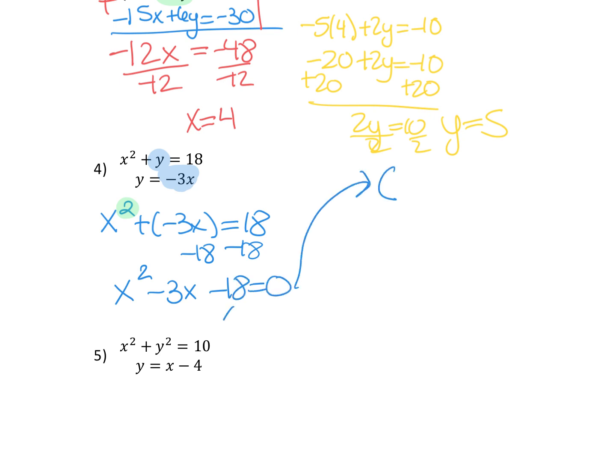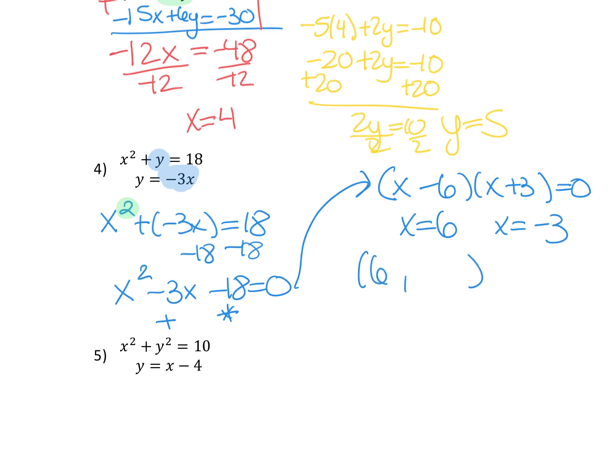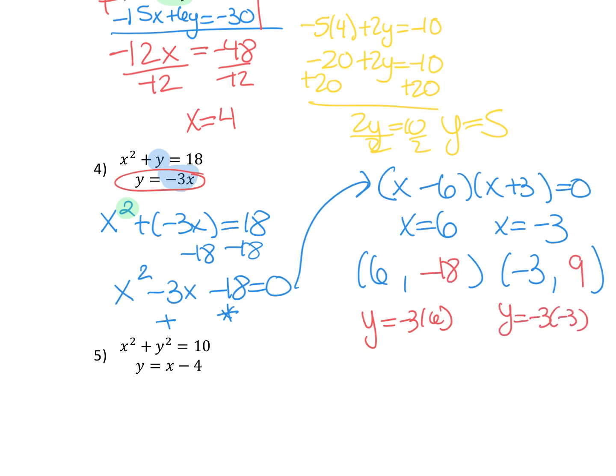So I need to factor this. So I need to think about what multiplies to negative 18 and adds to negative 3. So that's going to be a negative 6 and a positive 3. And so my x solutions are going to be 6 and negative 3. Now keeping in mind, these are just half of each solutions. We're actually going to have 2 solutions. So I need to plug 6 and negative 3 back in. I'm going to use the second equation because it's a lot simpler. And I'll get negative 18 and 9. And so my 2 solutions are 6, negative 18, and negative 3, 9.